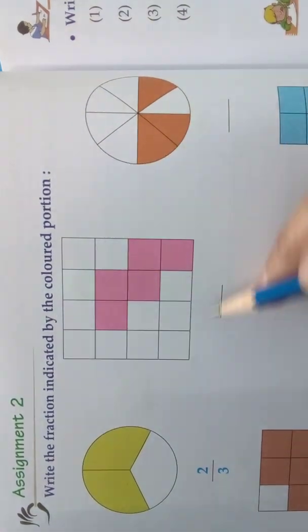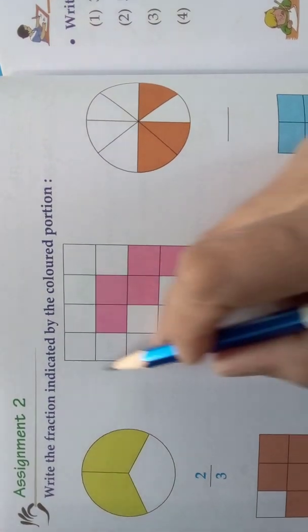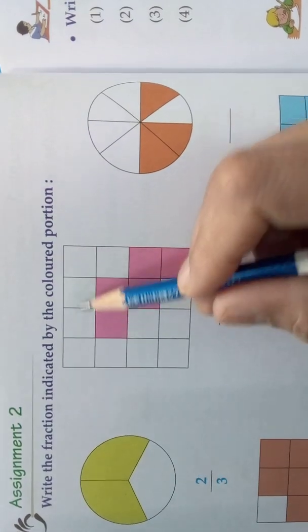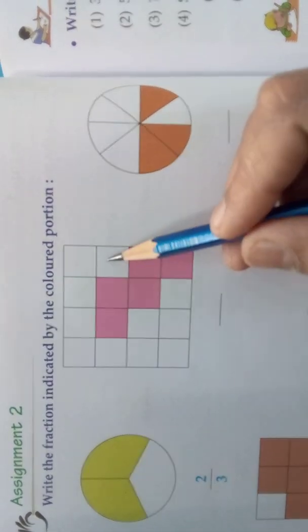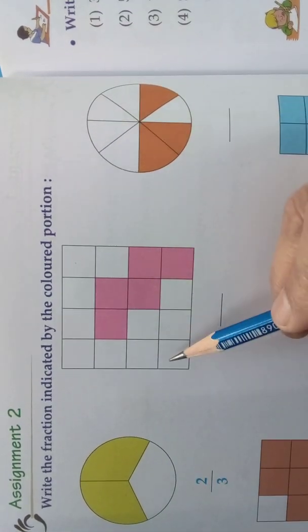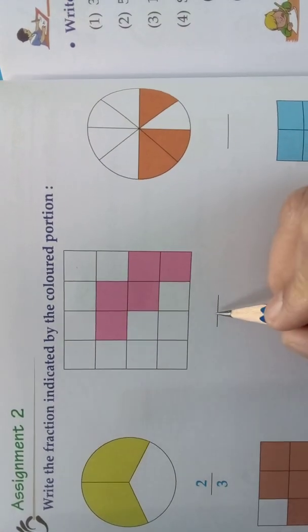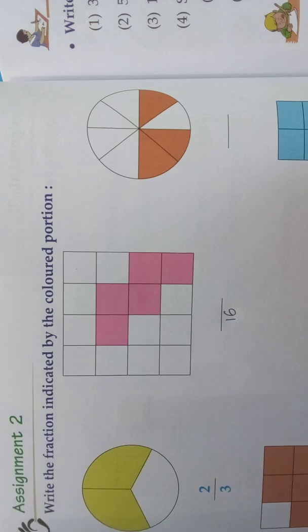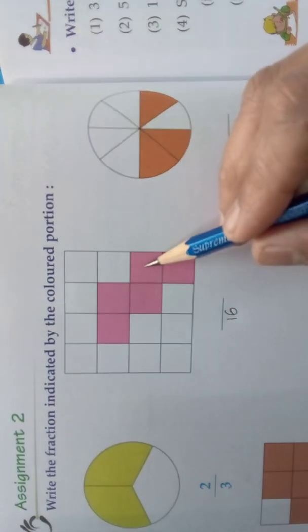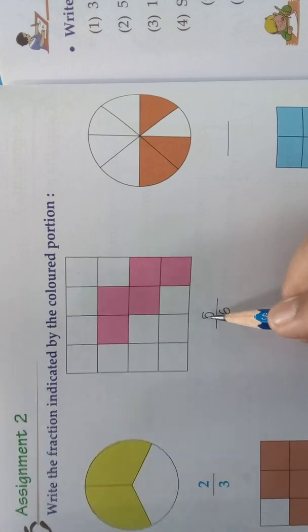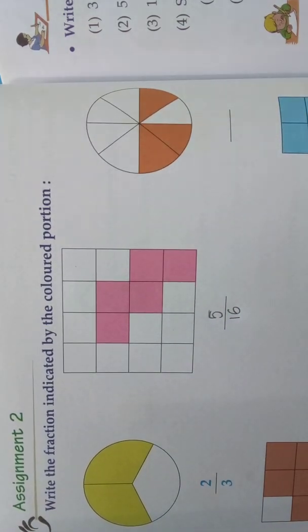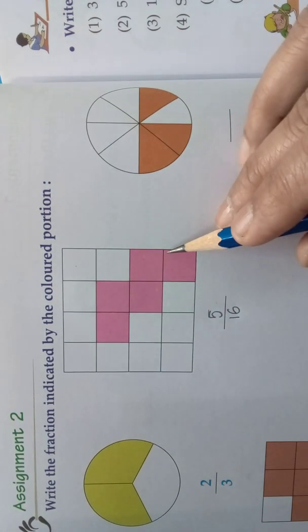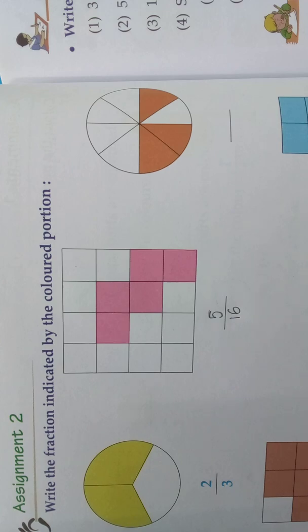Look here. How many equal parts are there in this figure? 1, 2, 3, 4, 5, 6, 7, 8, 9, 10, 11, 12, 13, 14, 15, 16. So 16 equal parts are there. In 16 equal parts, how many equal parts are colored? 1, 2, 3, 4, 5. So 5 equal parts are colored. So 5 upon 16 is the fraction for this colored figure. Understood children? Come, we will go to the next figure.